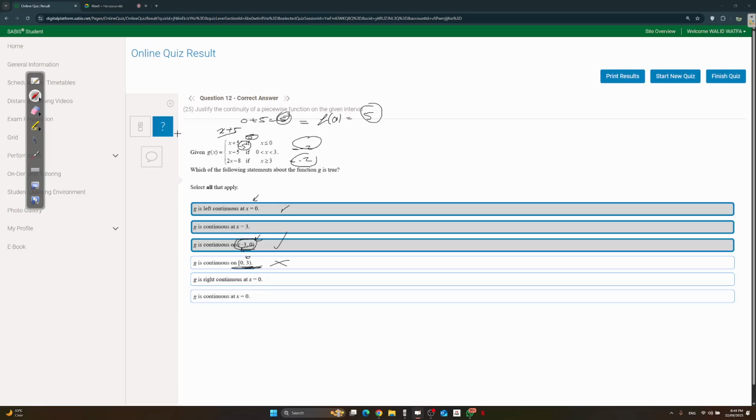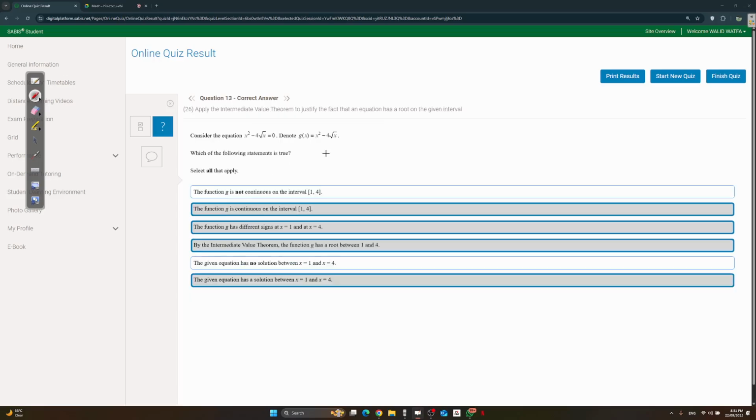G is right continuous at x equals 0. No way it's going to be right continuous. Why no way? Because as we just did now, here you get 5, here you get -5. So to the right of 0, you're going to jump from 5 down to -5. Is that continuous? No. G is continuous at x equals 0. Again, no way it's continuous. I just showed you why. Here you get 5, you get -5.